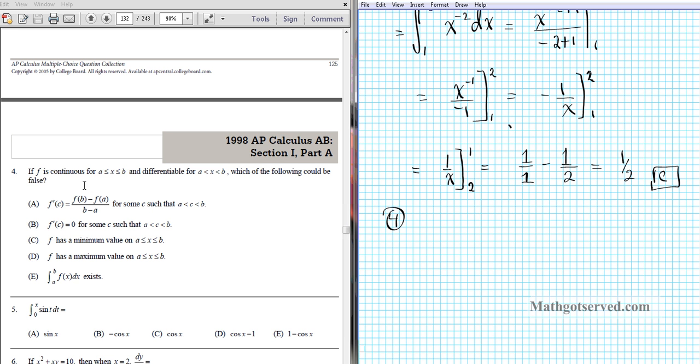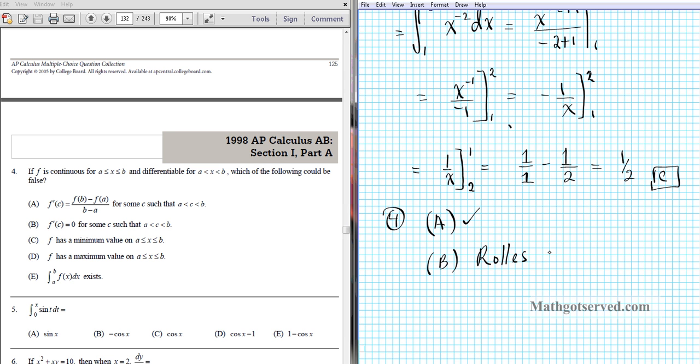If a function is continuous in a closed interval and differentiable in the open interval, then there has to exist a c that satisfies the conclusion of the mean value theorem. So option A is true. It's always true because these conditions stated here are the prerequisite conditions for the mean value theorem. So A is true.